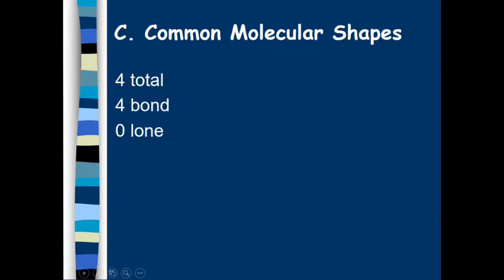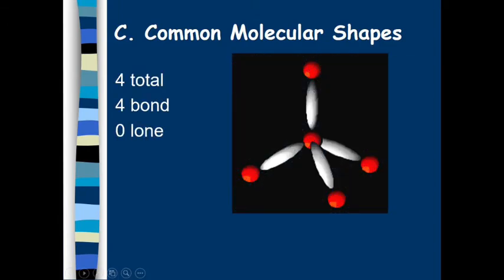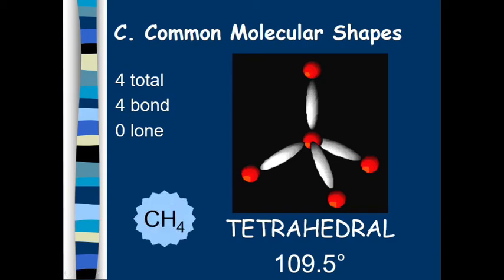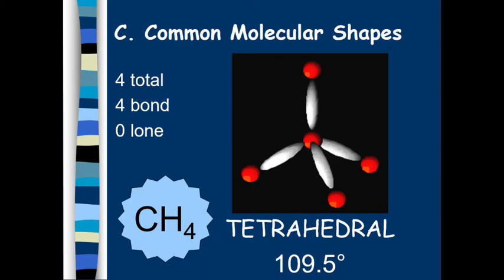The next one, 4 total pairs. All 4 are bonding. We're trying to make our shapes look 3-dimensional now. This is tetrahedral. Tetra meaning 4, so 4 bonded pair. And as I look at this, the bond angles are all 109.5 degrees. This has a total of 8 electrons.